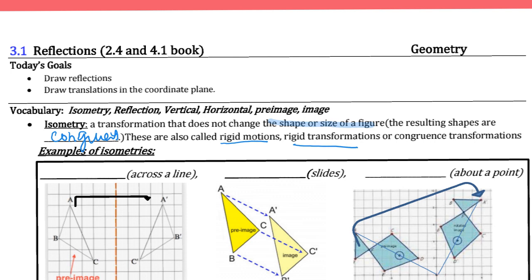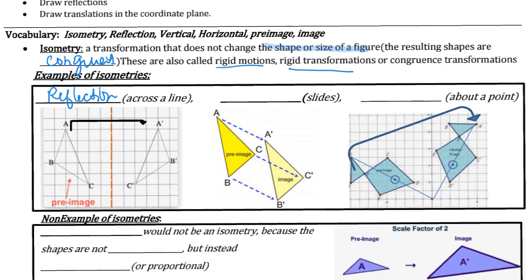And so examples of rigid motions or congruency transformations would be a reflection. Okay, so this is a reflection where, if you look at it, it takes the original shape, which we call the pre-image, and it reflects it across a line. And the line of reflection is going to be a dotted line, and it reflects it either horizontally or vertically or diagonally. And that's one of the types of transformations we're going to be speaking of.